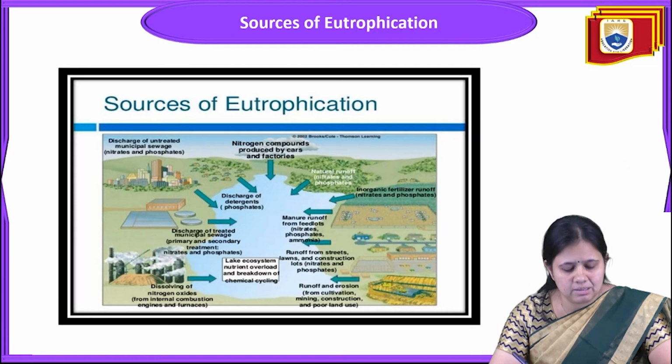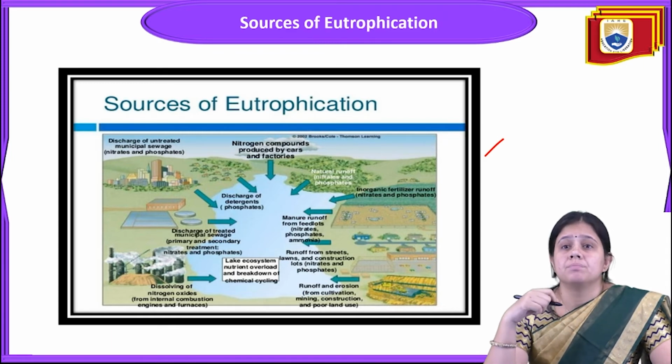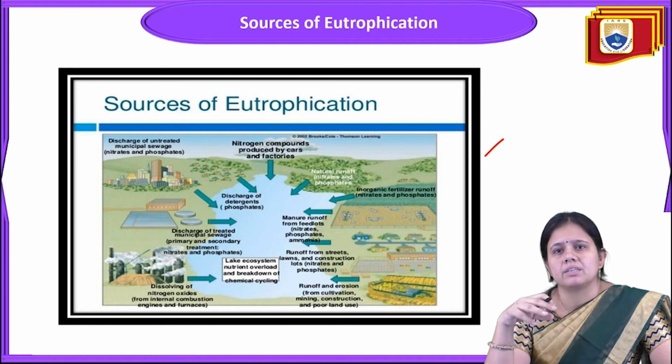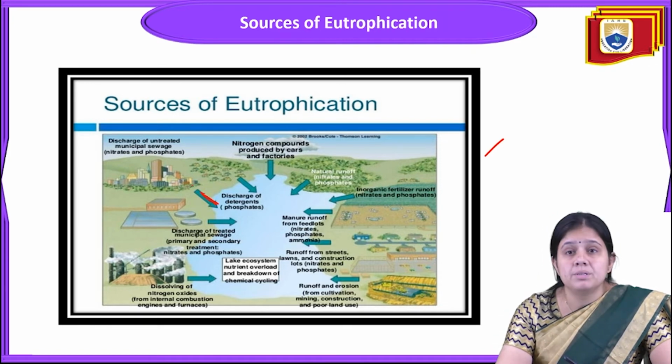You can see in the picture that nitrogen compounds are coming from cars and factories. Discharge of detergent, that is phosphorus, is coming from municipal solid waste.